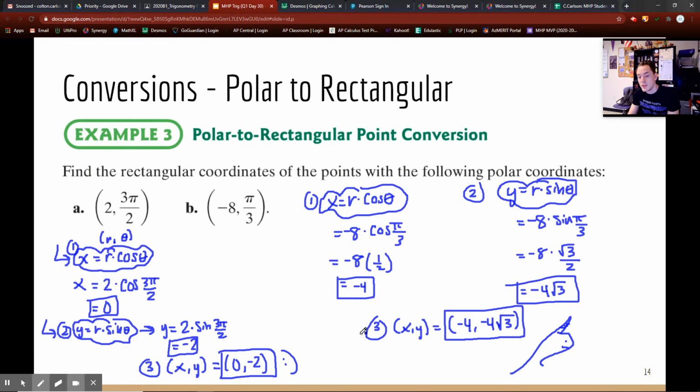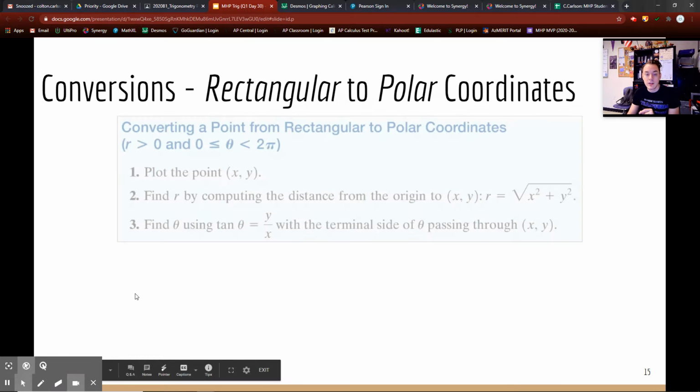Boom. These are my answers. So this is my x-coordinate, negative 4, my y-coordinate, negative 4 radical 3, and then I put them together, and this is my final answer in xy rectangular coordinate form. Okay? Sweet. That was polar to rectangular. Now let's go to rectangular to polar. So let's erase this. Let's go to rectangular to polar.